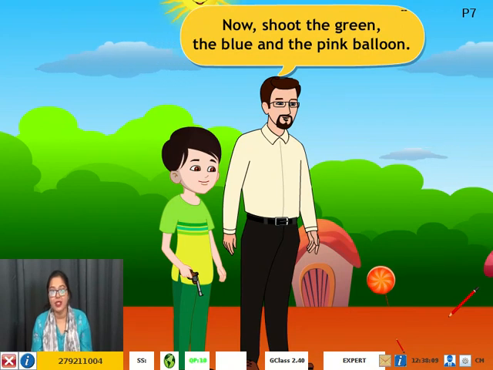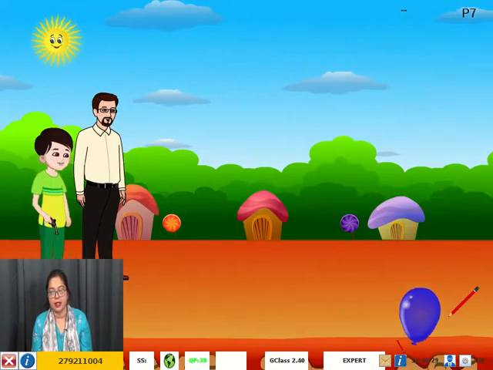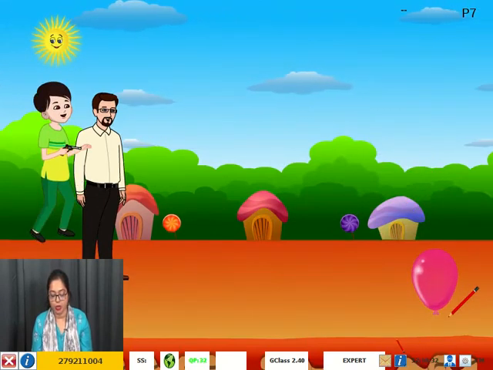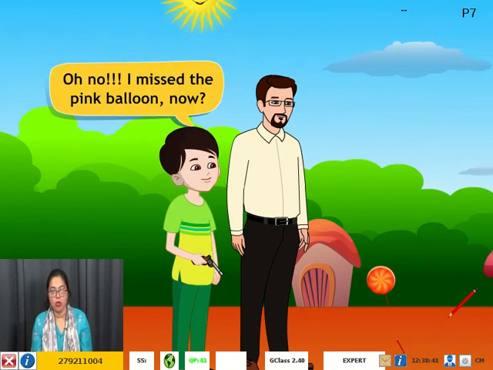See here which connector is used? The connector and is used. So now shoot the green, the blue and the pink balloon. So here and is the connector. And see here, the boy is shooting the balloon. You can see on the screen the boy is shooting the balloon. Oh no, I missed the pink balloon now. So he replied to his father, oh no, I missed the pink balloon now.